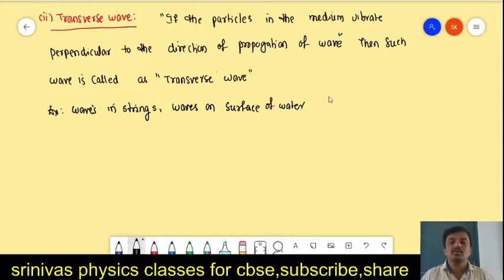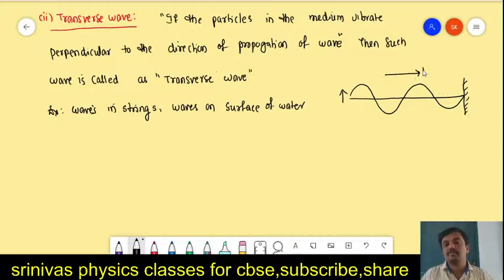You see here how the transverse wave forms. For example, this is a rigid support, and here we are taking one string, and you vibrate it perpendicular to its length, then some disturbance is created here. That one crest is created here. This is called the crest, and then that will be carried in the forward direction like this. This is the direction of propagation of wave. DPW means direction of propagation of wave.